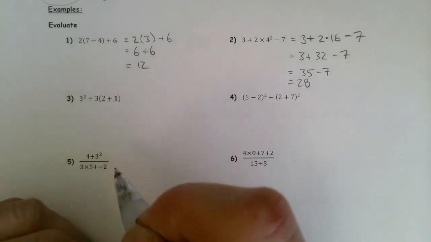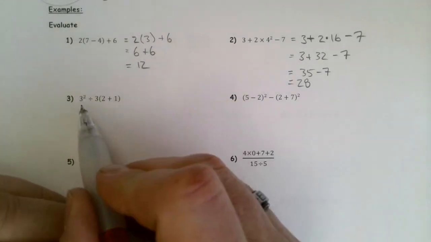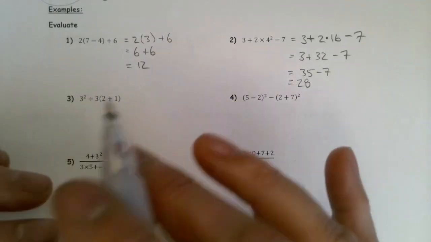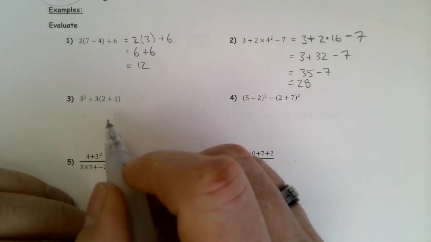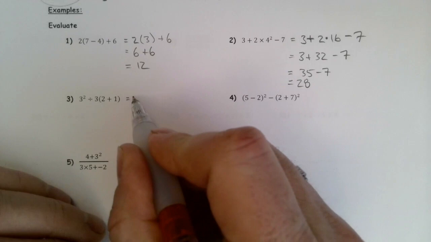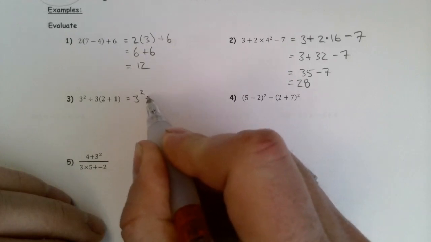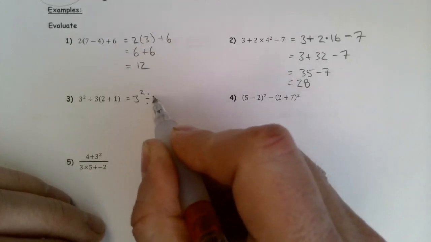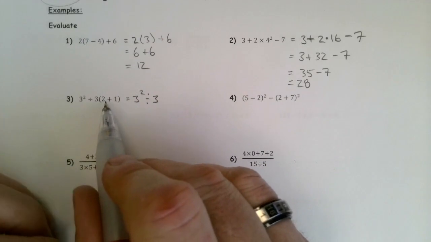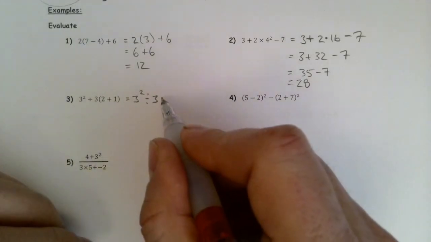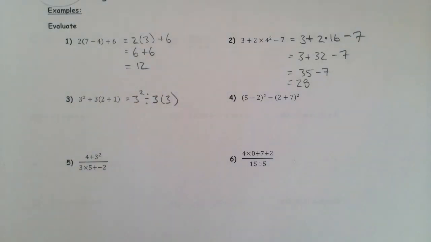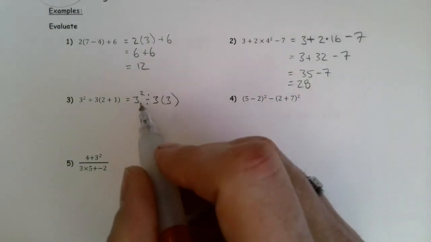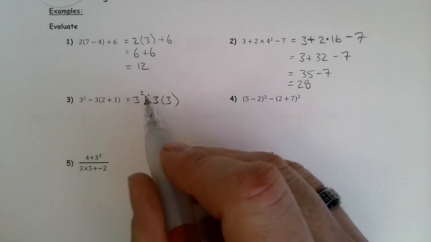Over here, again, in order, what I'm going to focus on is this addition within the parentheses. So this is going to be 3 squared divided by 3 multiplied by, here we go, 2 plus 1, which is going to be 3. Okay? And now that the brackets are done, I'm going to deal with the exponents.